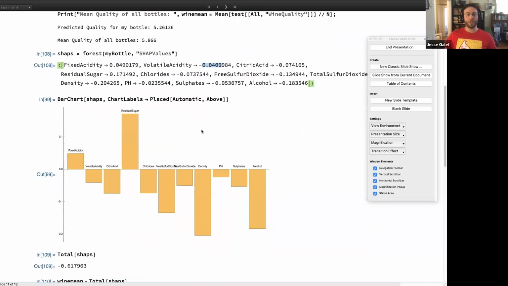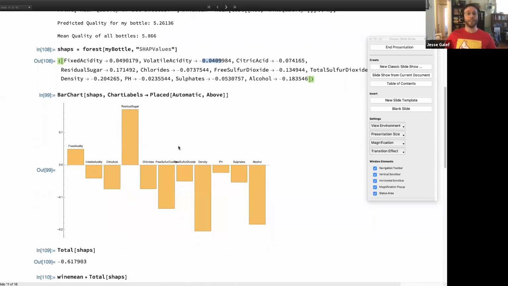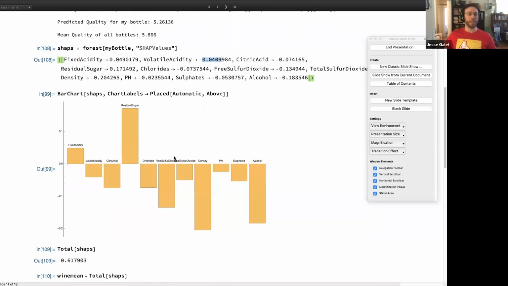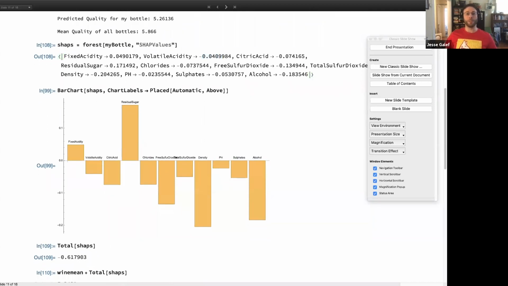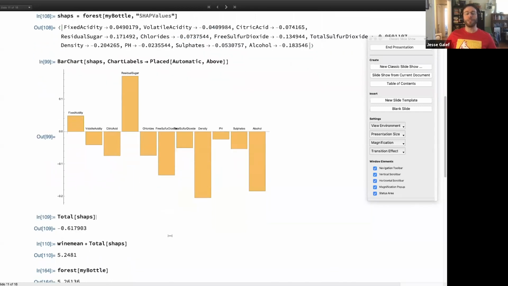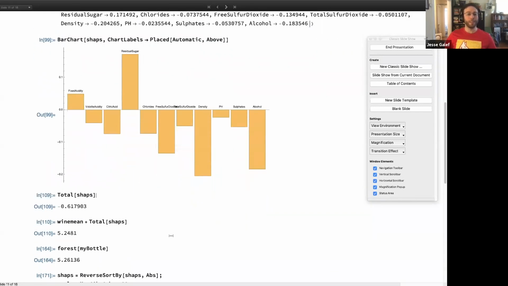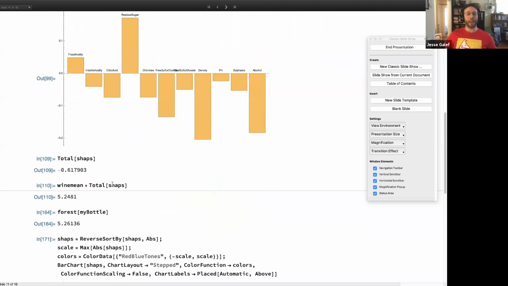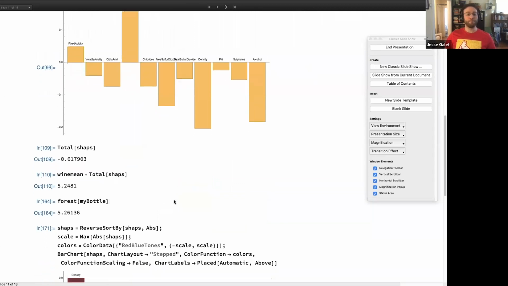The thing about SHAP values, Shapley Additive explanations, is that they add up to the difference between your prediction and the mean. So the total of all of the SHAP values for this model is negative 0.61. And if you take the mean value of all the wine quality and add that, we get very close to what the model actually predicted for our bottle.